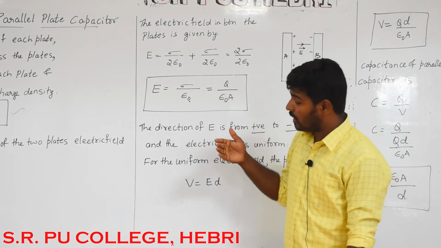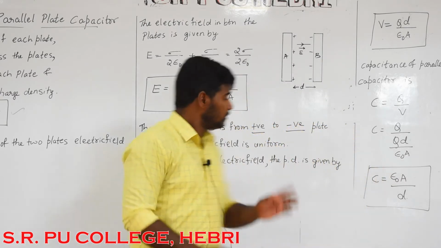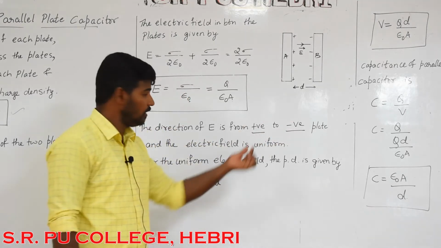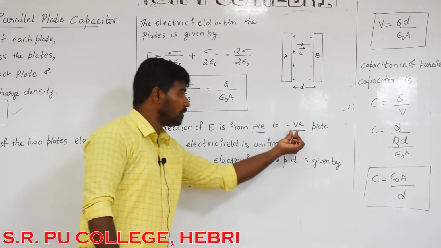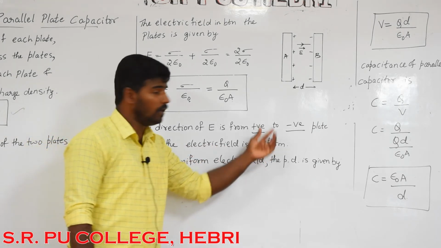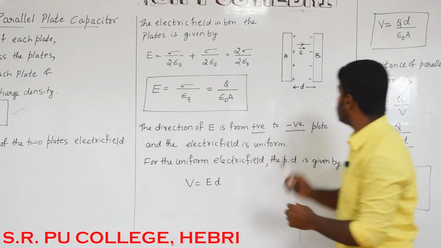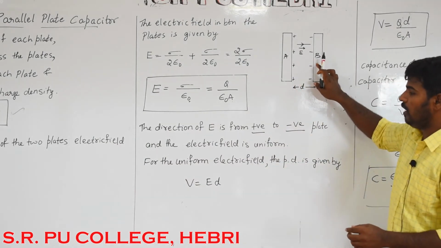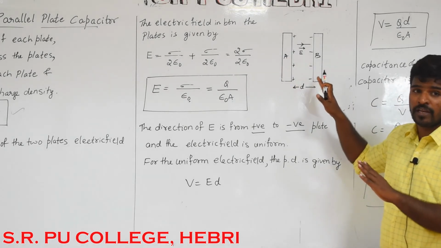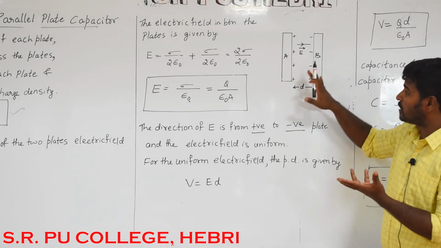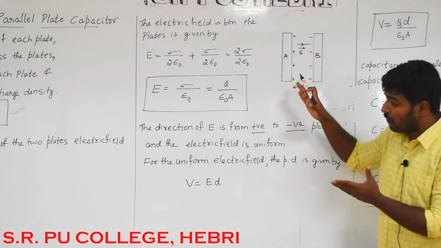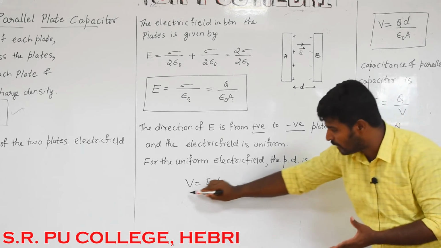Is it clear? The next one, the continuation: the direction of the electric field is from the positive to the negative plate, and the electric field is uniform. The direction of the electric field is from positive to negative, and that electric field is uniform. For that uniform electric field, we write one term.